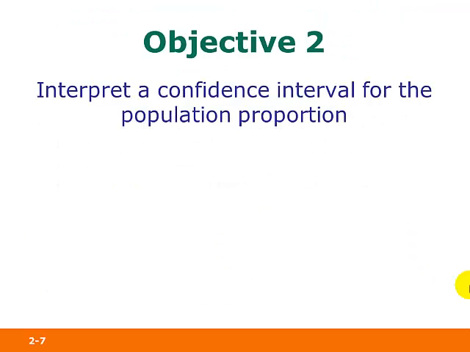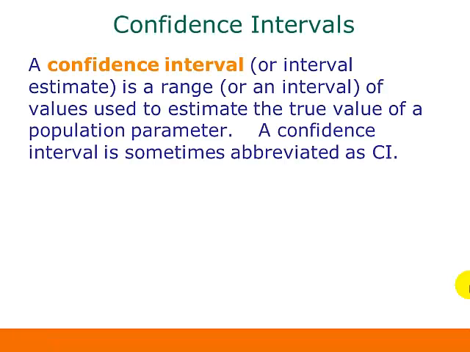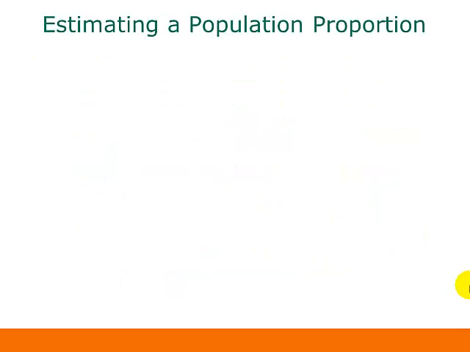Objective 2 in this section is to interpret a confidence interval for the population proportion. So let's talk about what confidence intervals are. A confidence interval, or an interval estimate, is a range or an interval of values used to estimate the true value of a population parameter. A confidence interval is sometimes abbreviated as CI. The confidence level of a confidence interval is the probability, 1 minus alpha, that the confidence interval actually does contain the population parameter, assuming that the estimation process is repeated a large number of times.